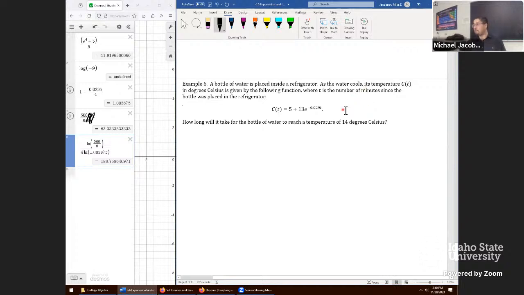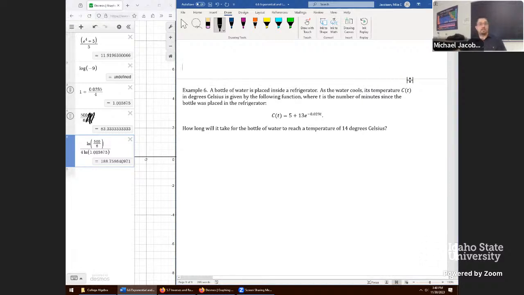This one is a modeling type problem that comes from Newton's law of cooling, if you're curious about this one. It says a bottle of water is placed into the side of the refrigerator. As the water cools, its temperature, C of T, looks like it's in Celsius, is given by this function. So this is going to tell us the temperature at time T for this bottle of water. T is number of minutes since the bottle was placed in the refrigerator. And we want to know how long will it take for the bottle of water to reach a temperature of 14 degrees Celsius. So we're just going to throw 14 right there. That's the temperature at any time T.